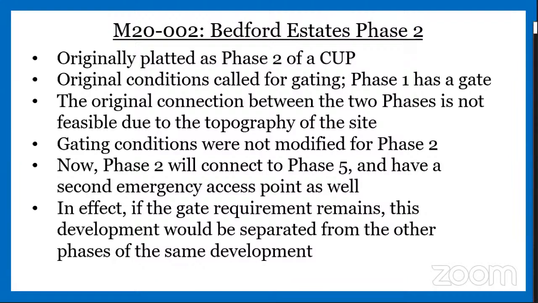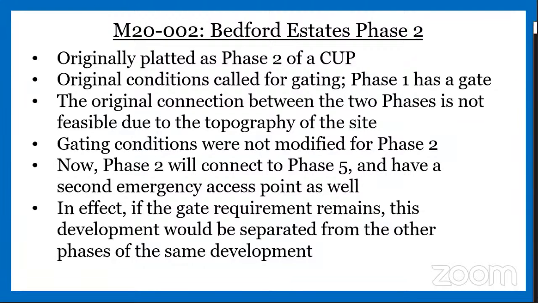Phase 2 is now going to connect to Phase 5. And there is a second emergency access point that is being installed as well. What you'll see on the site plans is that if the gate remains, this phase of the development becomes completely isolated by itself and is not connected or well integrated to other parts of the development. We can go to the next slide, please.